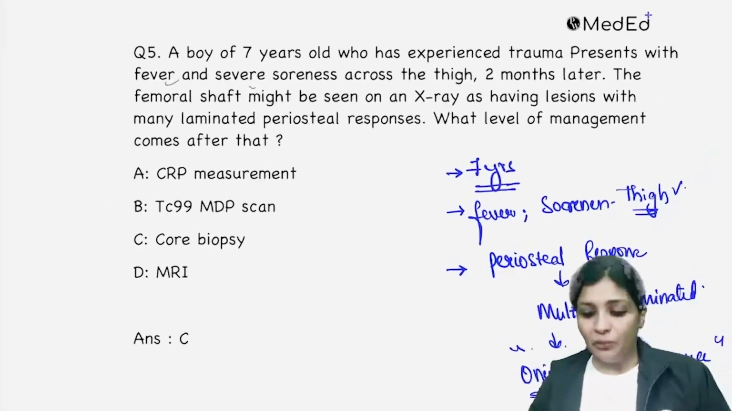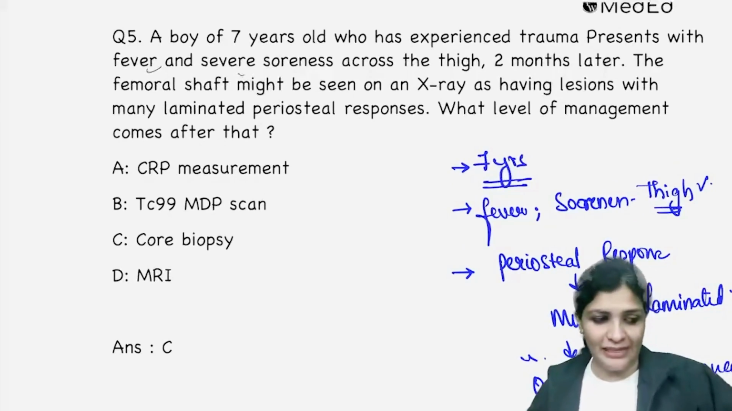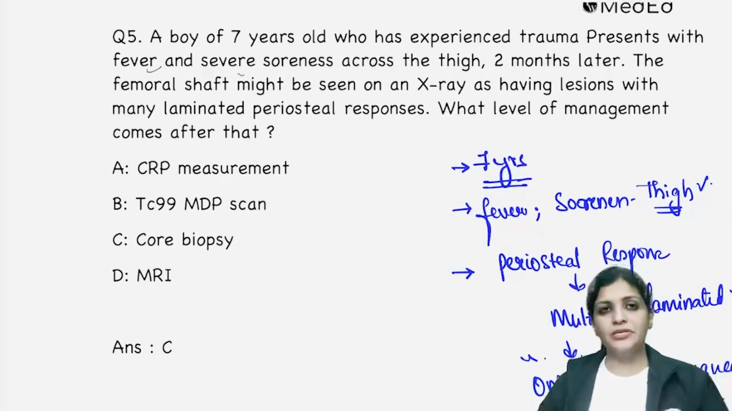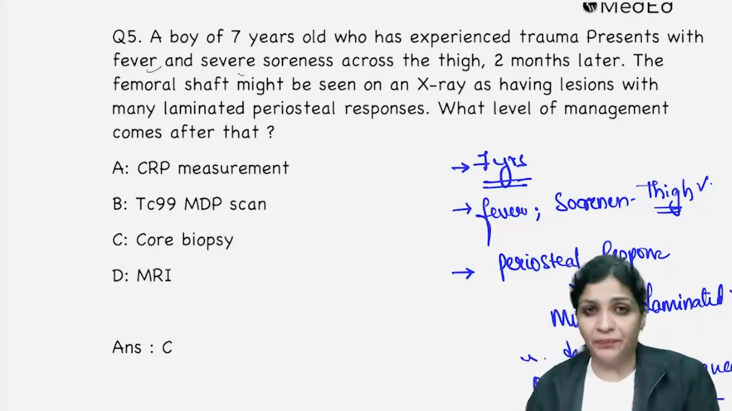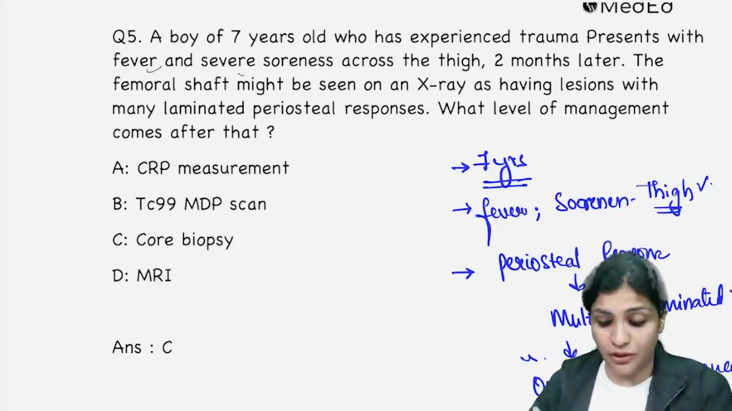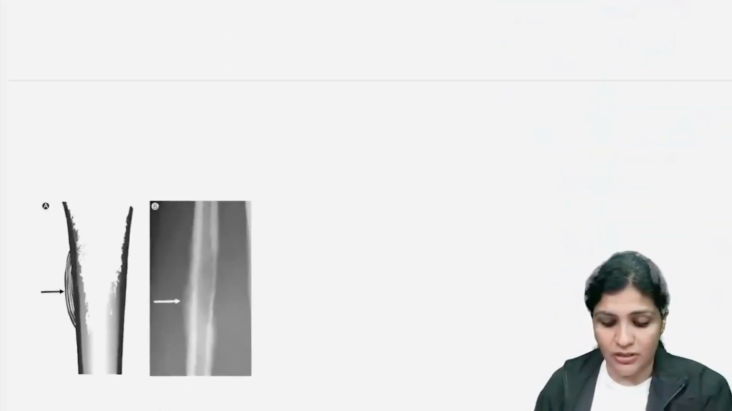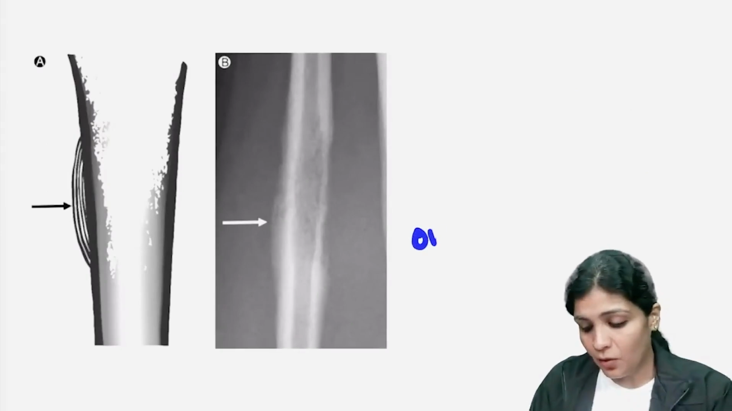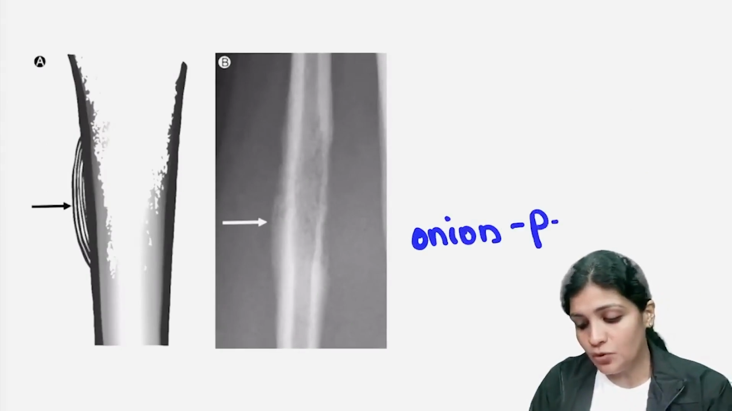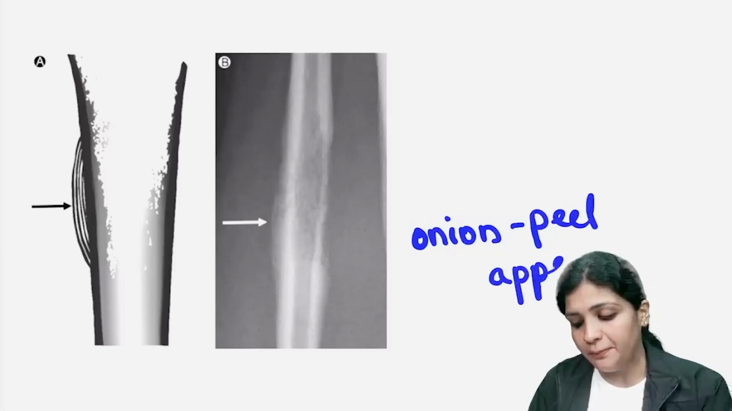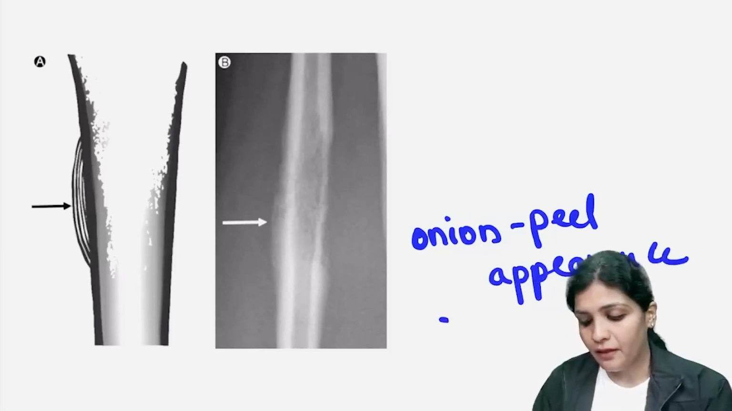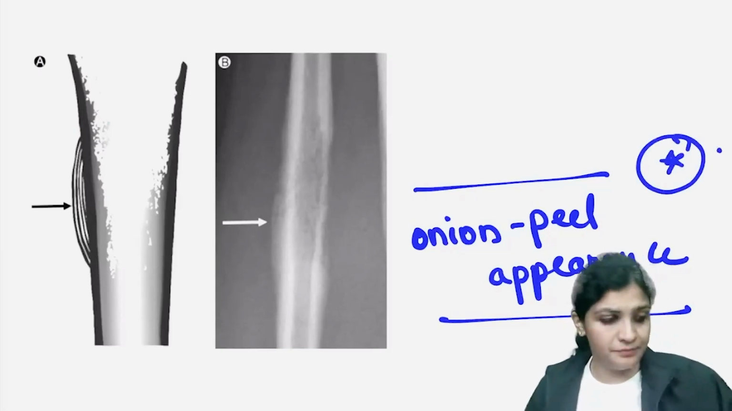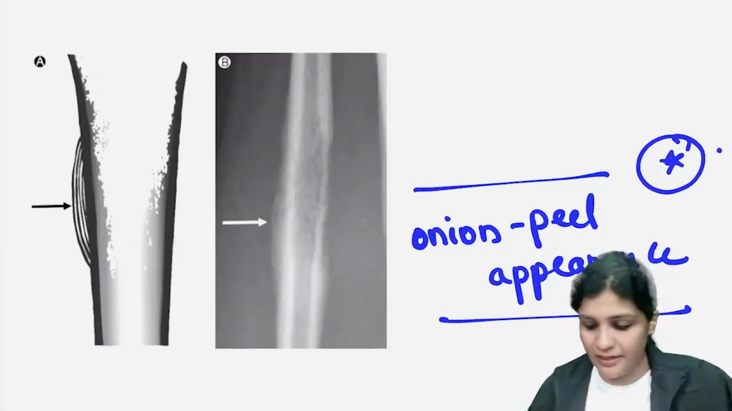So if you see fever, the first thing we think is osteomyelitis, right? But whenever you see this age group with the fever, the one important thing which you have to put in your mind is this condition. So this is multiple laminated responses, onion peel appearance. Which condition gives you this onion peel appearance? Very good. It is Ewing's.